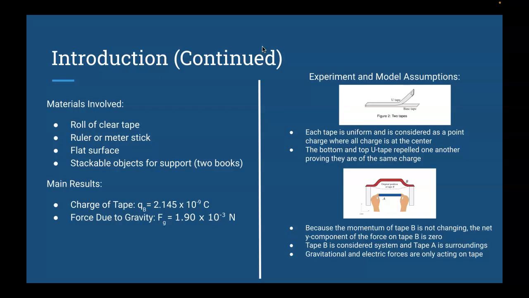And at the bottom, you can see that because the momentum of tape B is not changing, the net y component of the force on tape B is 0, and how tape B is considered the system while tape A is the surroundings, and that the gravitational and electric forces are the only forces acting on the tape.